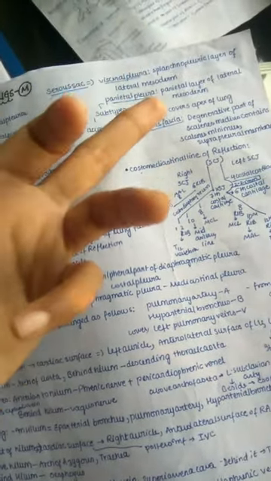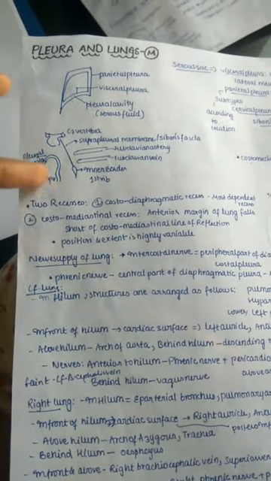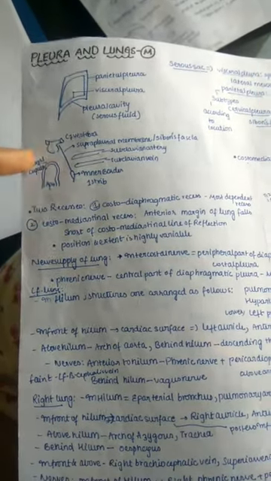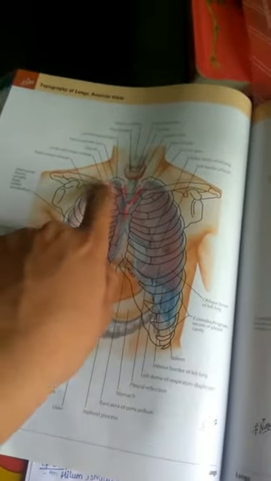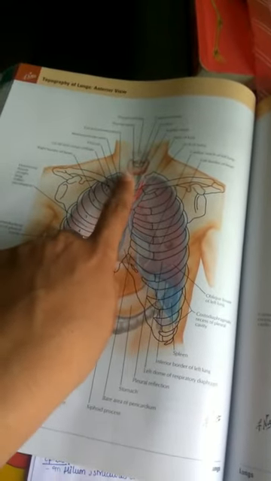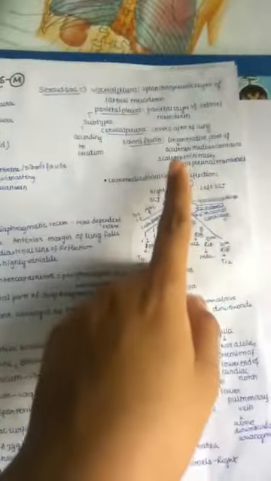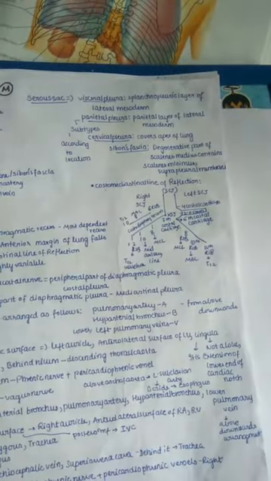So cervical pleura covers the apex of the lung. You can see, for example, this is the apex of the lung and it is covered by the cervical pleura. It is called the pleural cupula. In the lung diagram here you can check it out. Cervical pleura is covering this part, the apex, and it is called the cupula of the lung. So cervical pleura covers the apex of the lung.